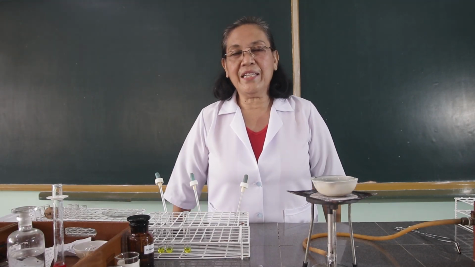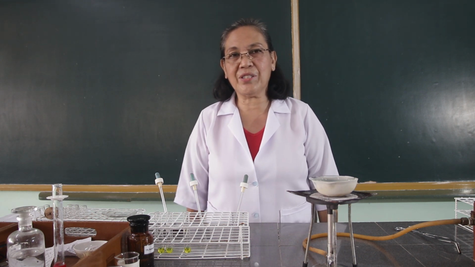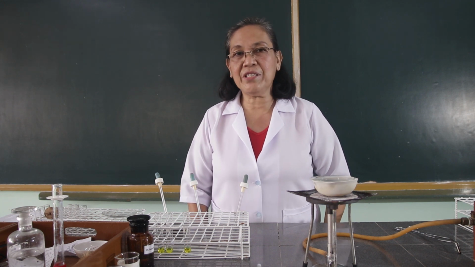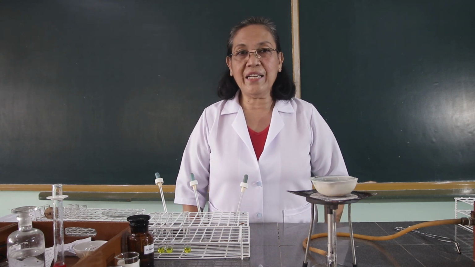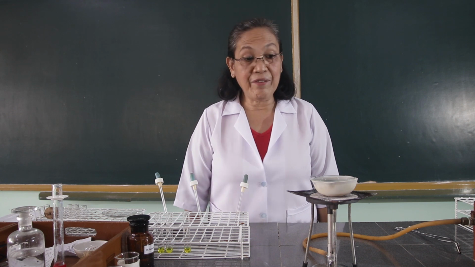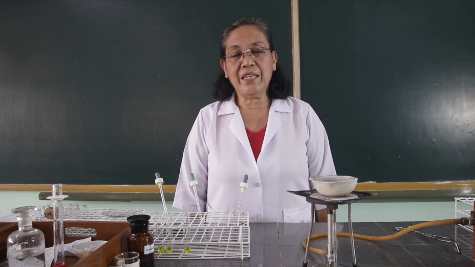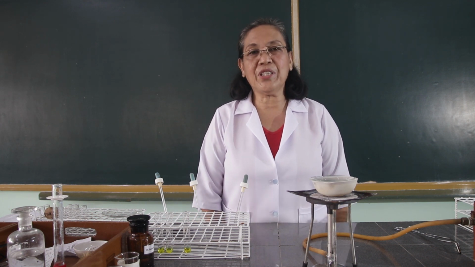So we have done the activity on the qualitative analysis of the group 5 cations. What we did was analyzing it using the flame test and the precipitation test and volatilization. So we volatilize the ammonium chloride. So those are all for today.